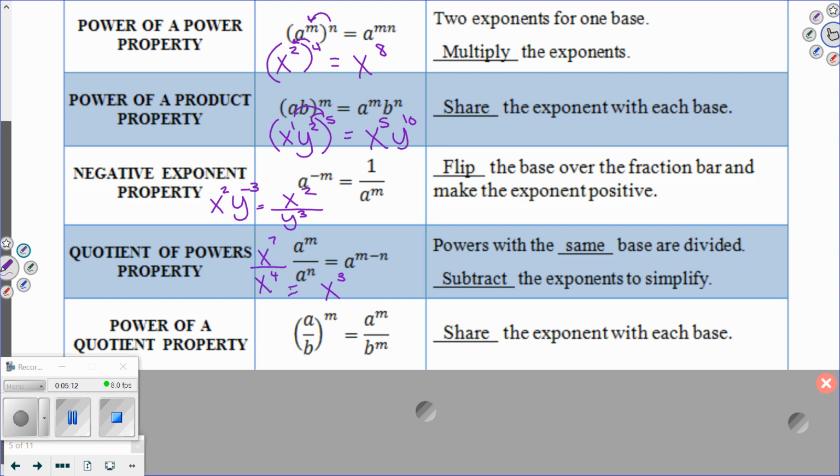All right, so next one on here. Very similar to what we did up here, where it distributes inside. It's just telling you if there's a fraction, it goes to both the top and the bottom. It goes to everything inside.